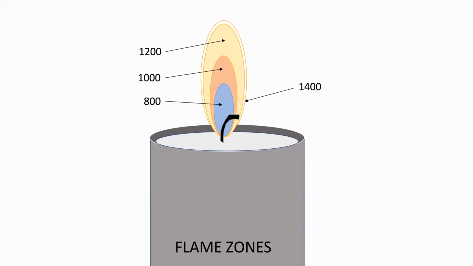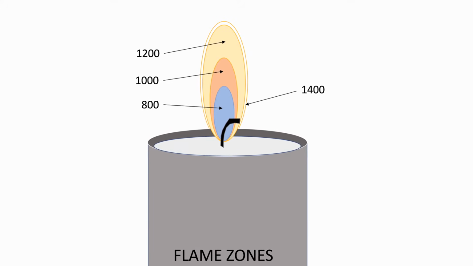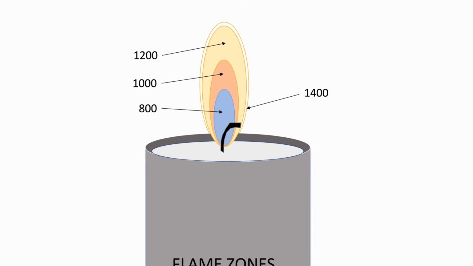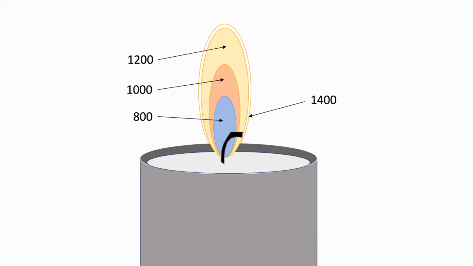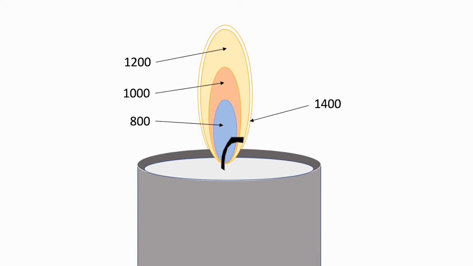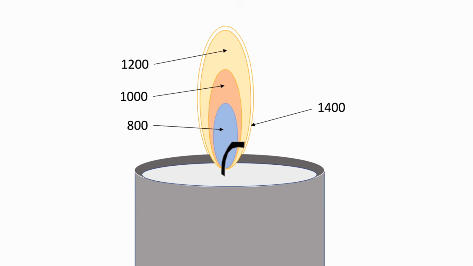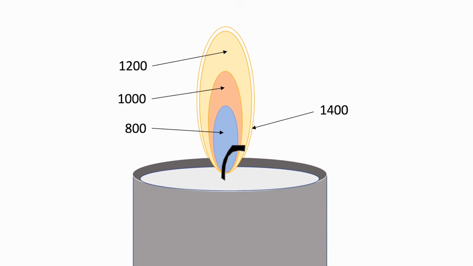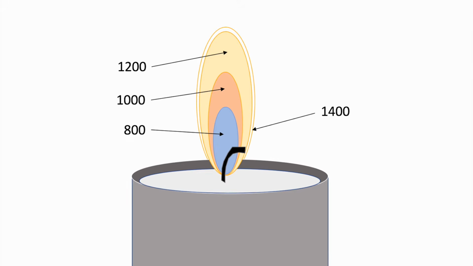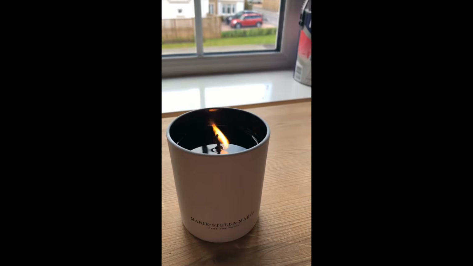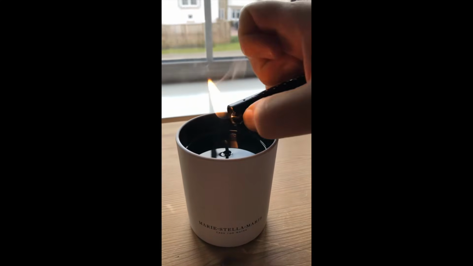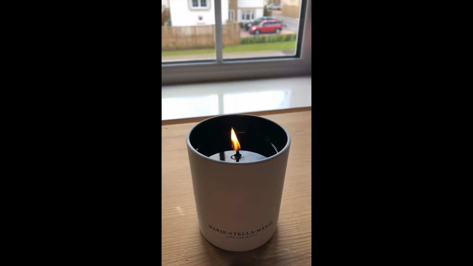This diagram shows a stable candle flame and the different zones that exist within the flame. The blue zone is deficient of oxygen, being in the centre of the flame, and tends to have a temperature around 800 degrees centigrade. This is where the fuel is vaporised. To prove the presence of vapour, we can extinguish a candle flame and quickly relight the vapour as it is still being delivered to the wick.